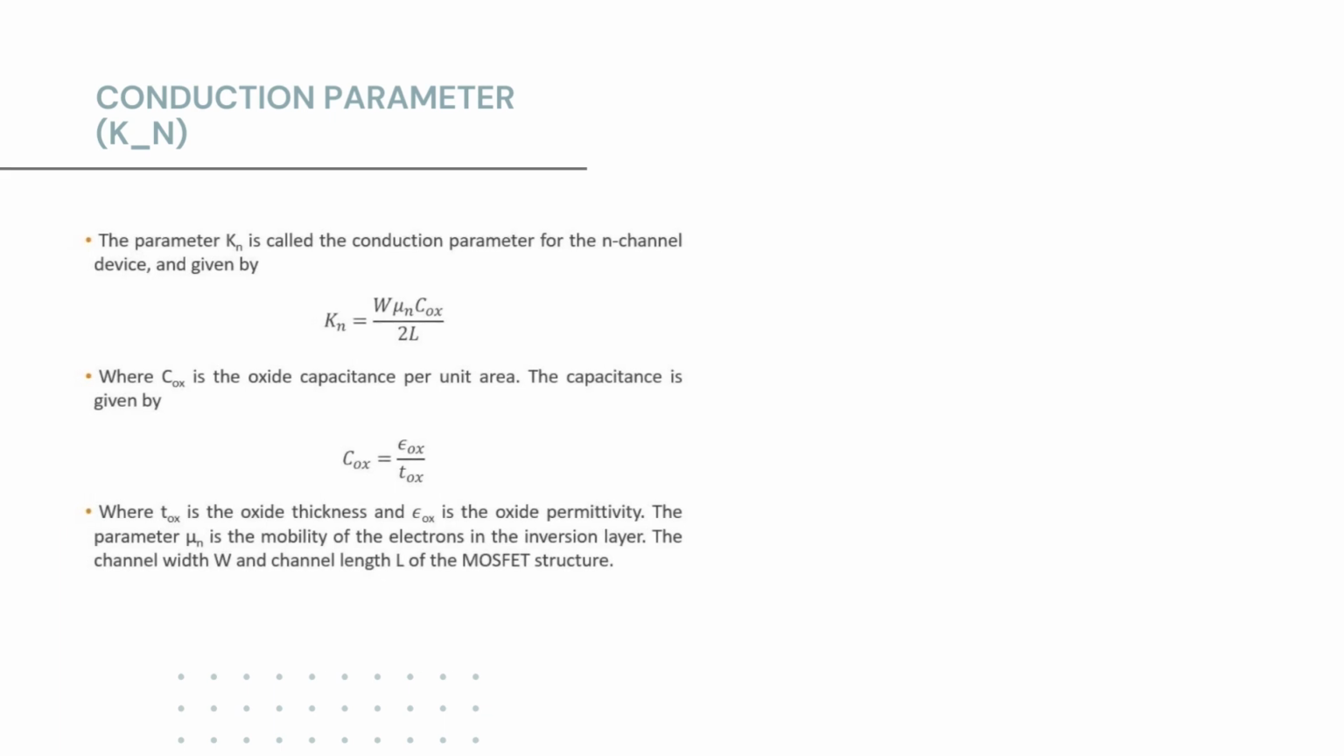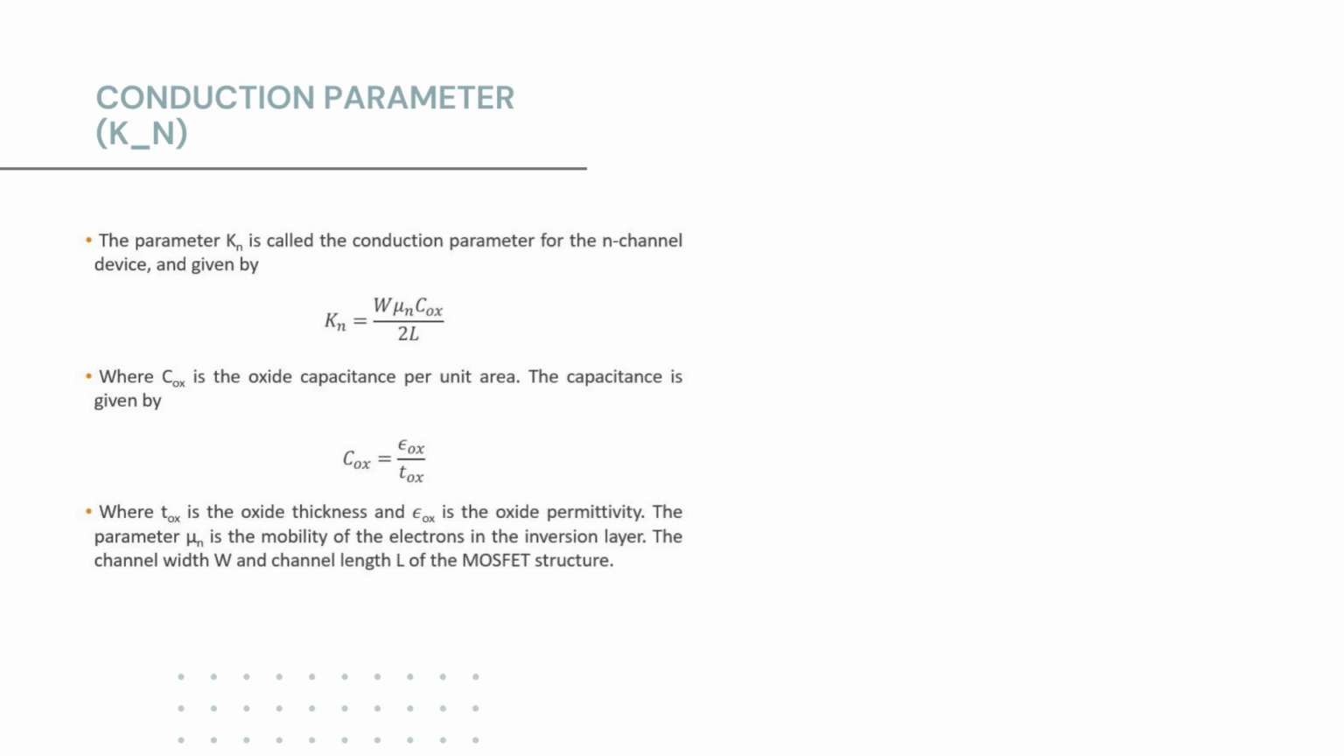The parameter Kn is called the conduction parameter. The conduction parameter of an n-channel device is given as Kn equals W mu n Cox by L, or we generally write it as half mu n Cox W by L. Here we can see W, mu n, Cox and L. W is the width of the transistor, L is the length of the transistor, mu n is the carrier mobility and Cox is the oxide capacitance.